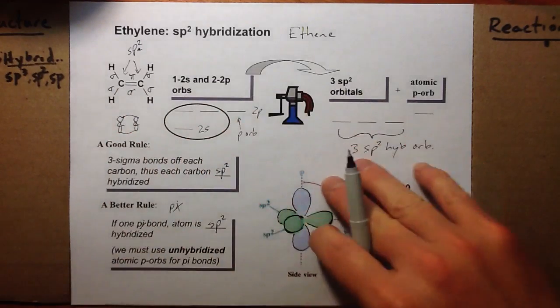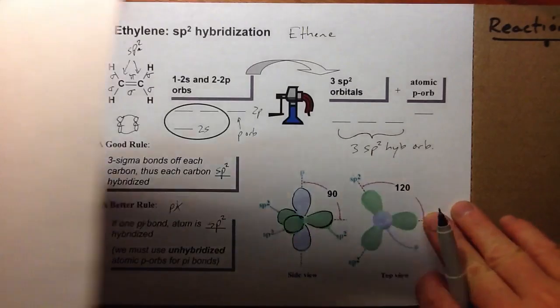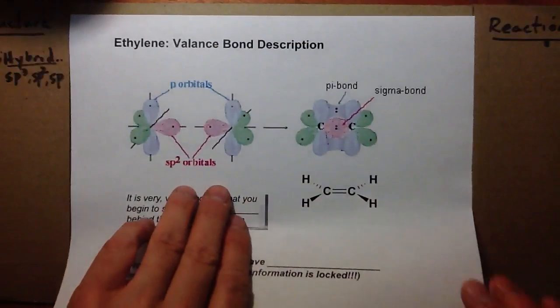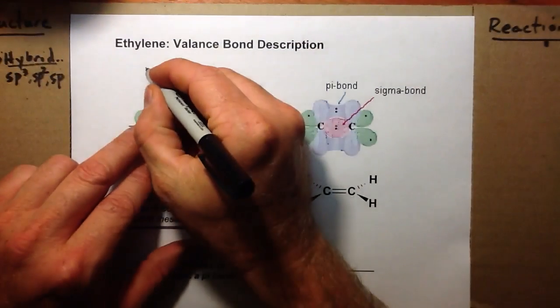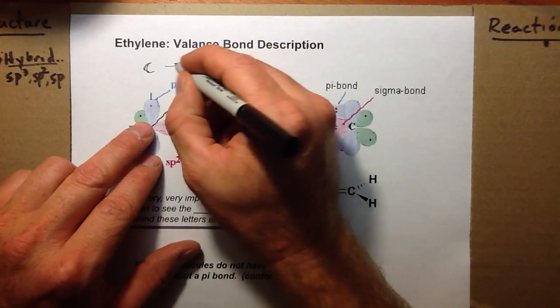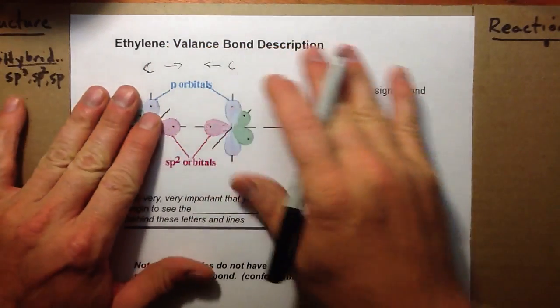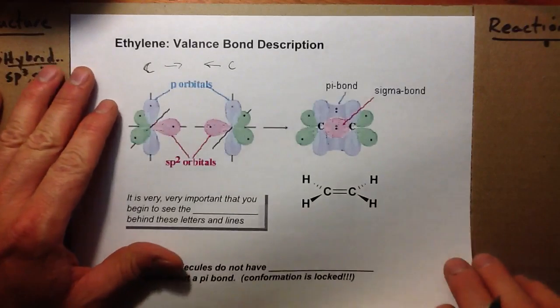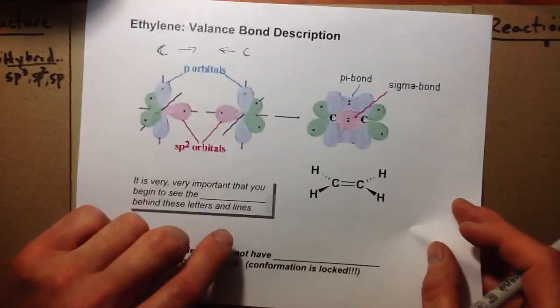Let's bring the two carbons together in a bond. We're showing these two carbons as sp2 hybridized, and we're going to push them together into a valence bond description and leave out the hydrogens like we did in the last one.